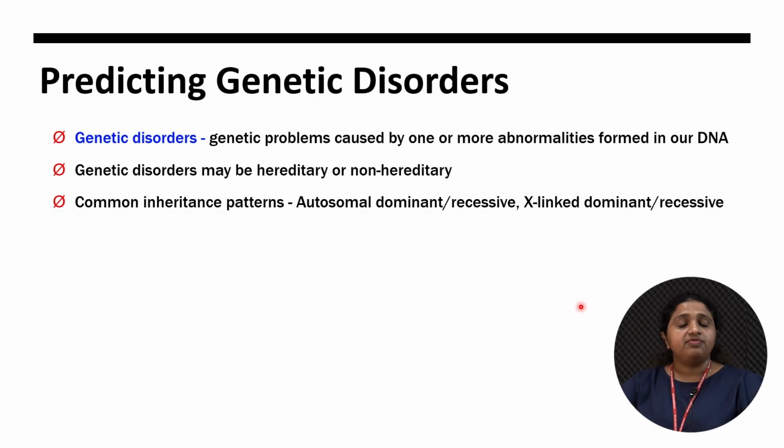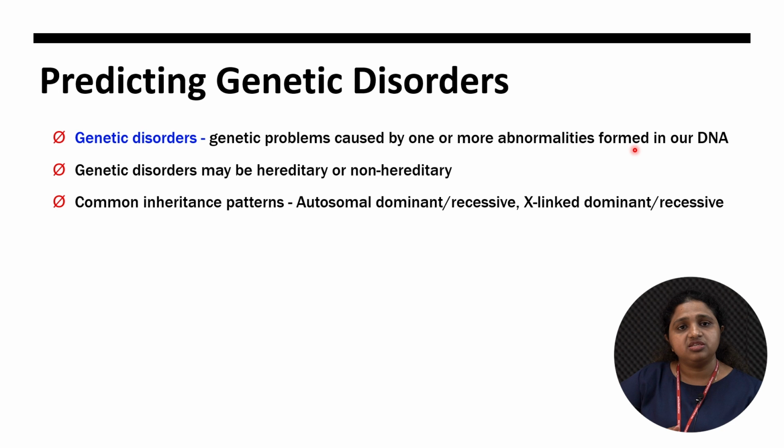So, our next part will be mainly on predicting genetic disorders. What are genetic disorders? They are health problems caused by one or more abnormalities found in your DNA. They can be heritable or non-hereditary. Hereditary means it can pass from mother to the children or father to the children. Non-hereditary means it will not pass from parents to the children.